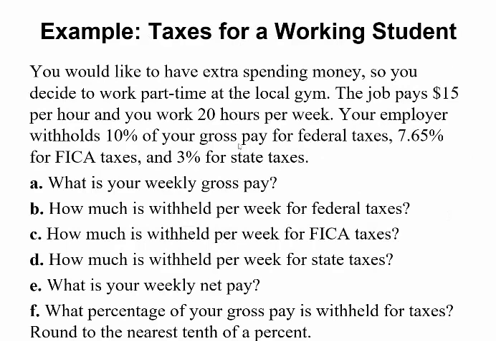All right, let's talk about an example of taxes on a working student. You would like to have extra spending, so let's pretend you decide to work part-time at your local gym. The job pays $15 per hour and you work 20 hours per week. Your employer would withhold 10% of your gross pay for federal taxes, 7.65% for FICA taxes, and 3% for state taxes.